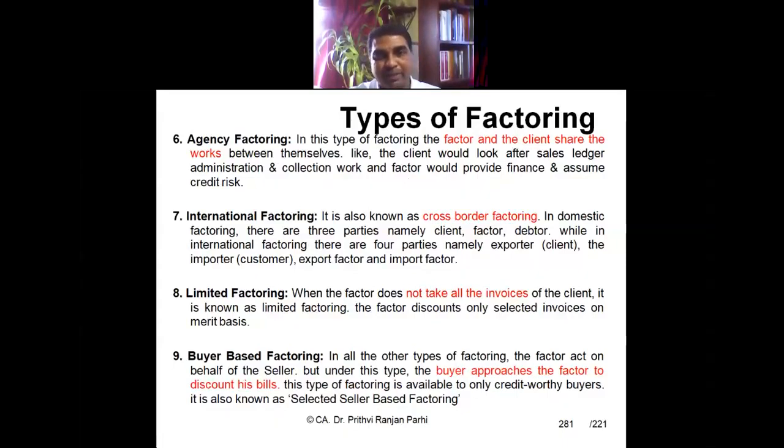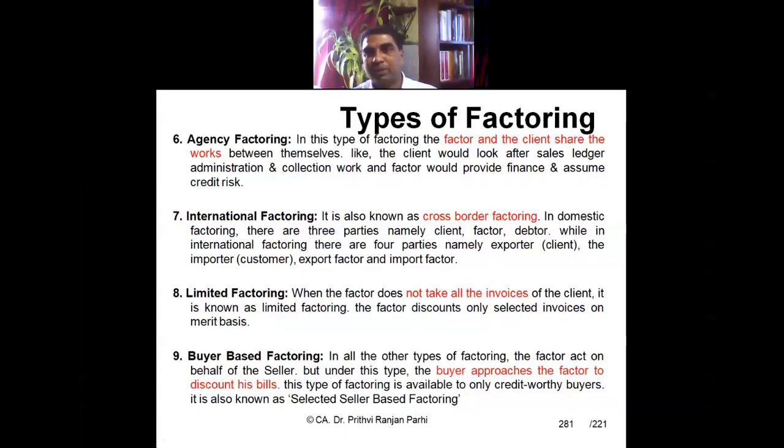Buyer based factoring, here what happens? The buyer arranges the factor. Normally, what happens? The seller arranges the factor. Yes, sir. The seller or the company sells its debt to the factor. But if it is routed through the buyer, or the buyer is arranging a factor, that is called buyer driven or buyer based factoring. So like this, various kinds of factoring are there.